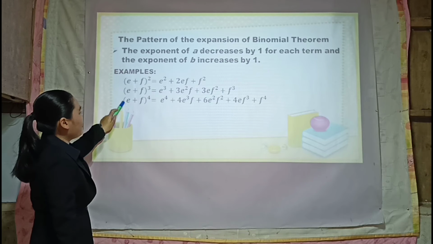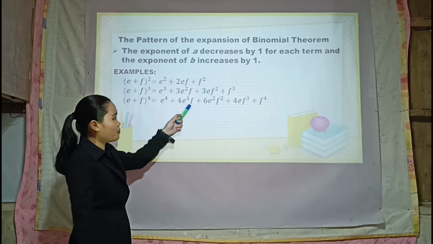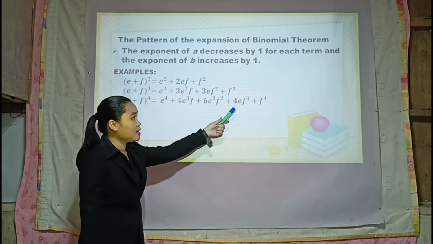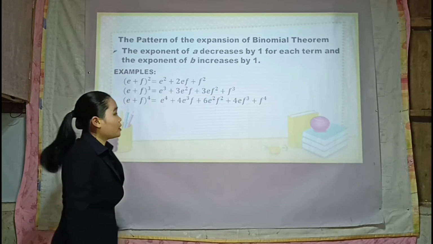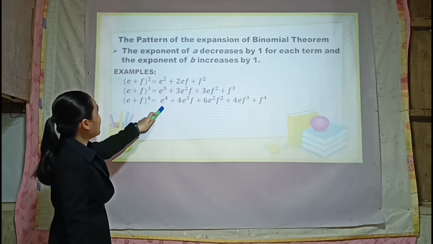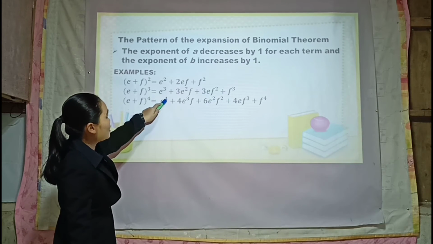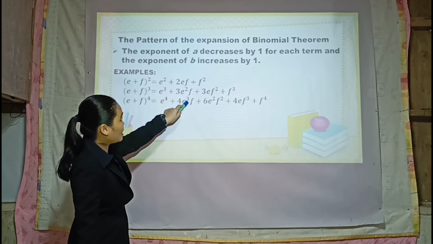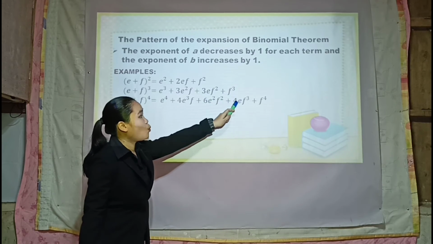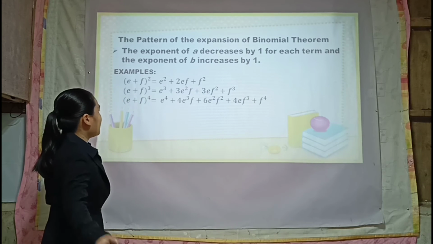So next example, we have E plus F raised to 4 equals E raised to 4 plus 4E cubed F plus 6E squared F squared plus 4EF cubed plus F raised to 4. So as you notice, in this example, the exponent of A, which is E, decreases. So from 4, in the next term, it becomes 3. From 3, it becomes 2. And from 2, for the next term, it becomes 1. And from 1, it becomes 0. So we don't need to put 0 there.